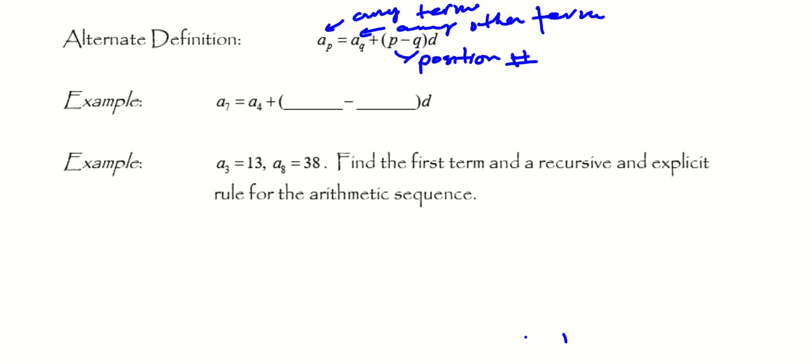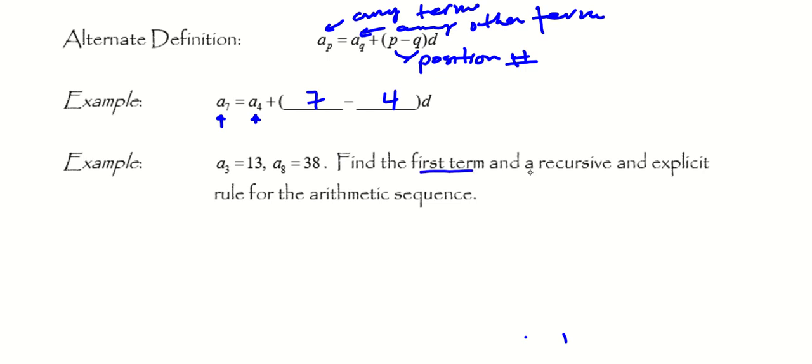So if I apply that, that would say that a sub 7, which is the value of that term, is equal to a sub 4, the value of that term, plus the difference between our position numbers times our common difference. Okay, so we could use that definition. I'm actually not going to use it here, but you might find value in using that in some of your homework problems.